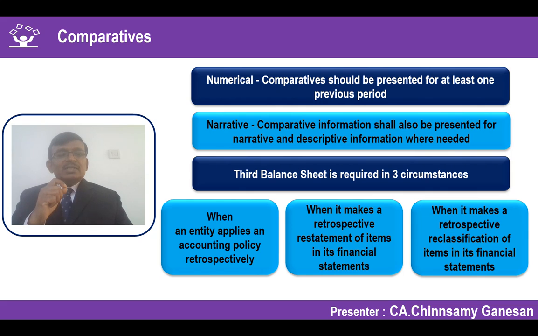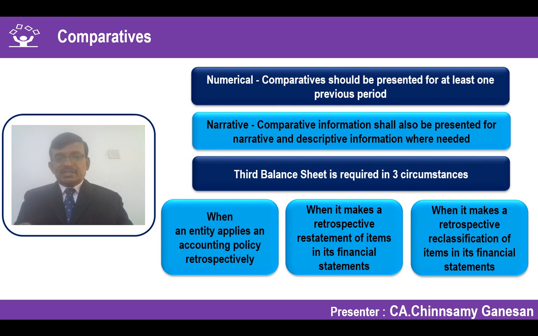And the third is, suppose I am going to reclassify a particular item in the financial statement. For example, I wanted to reclassify a particular item as investment property on a retrospective basis, not based on a new change in the management decision, but because it is an error. Again, it's an error. So because of that, I'm restating a balance on a retrospective basis. Again, I have to give a third balance sheet.